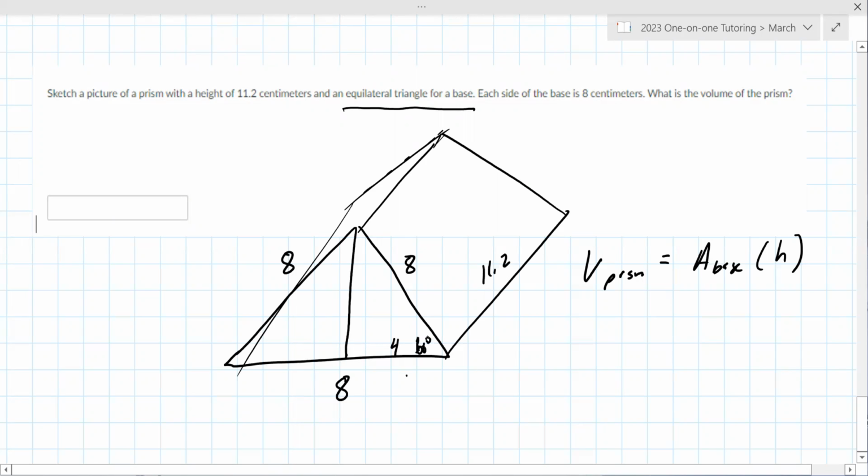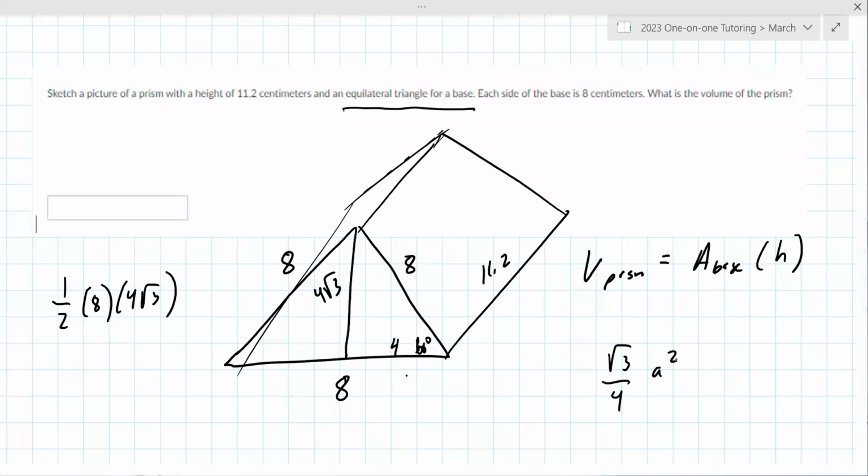Okay, so I'll just real quickly do these here. This is 4 root 3. So it ends up being 1/2 base, which is 8, times the height, 4 root 3. And that's the area of the triangle. You can also use, I think it was the square root of 3 over 4 a squared. Might double check that, but it'll give us the same result here. 64 divided by 4. Yeah.